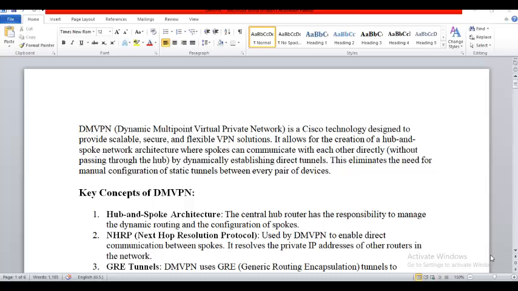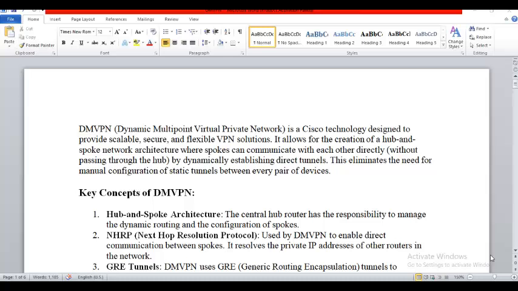In last class, we saw GRE tunnel. DMVPN is also a GRE tunnel. What is the connection? Both are GRE. What is the difference? That is point-to-point GRE. This is multi-point GRE. That is the big difference. I repeat.